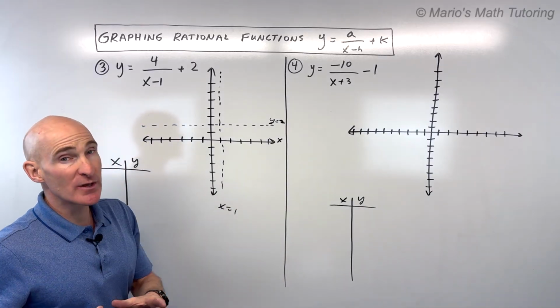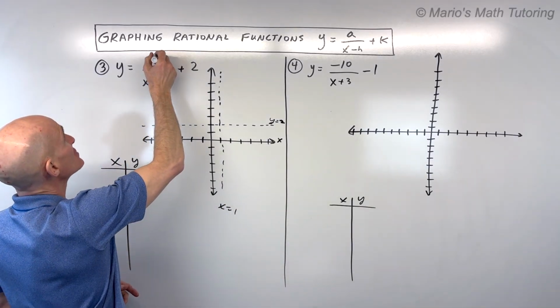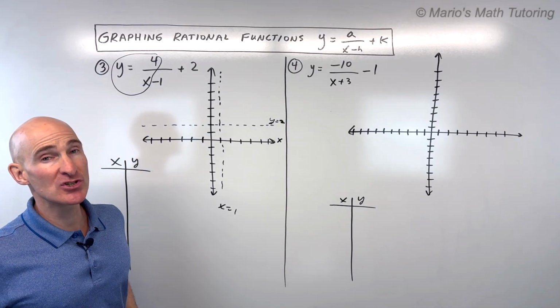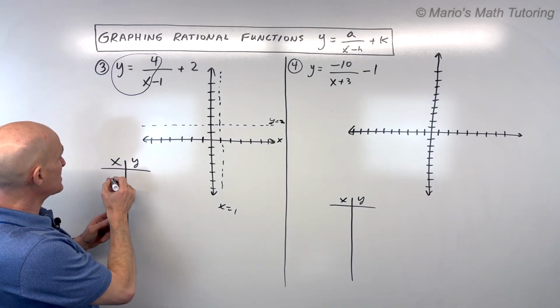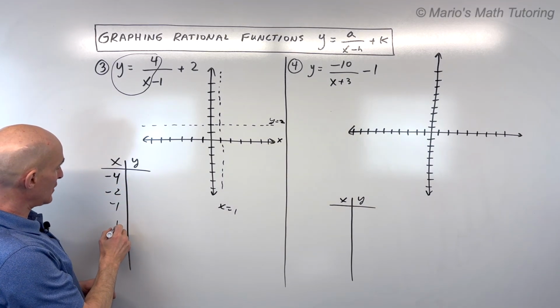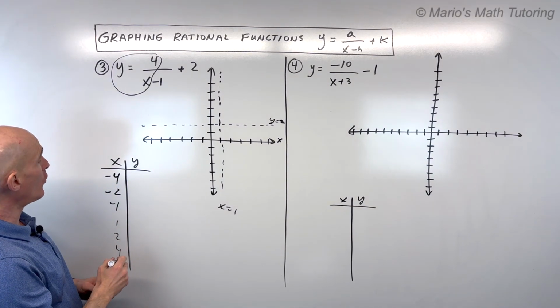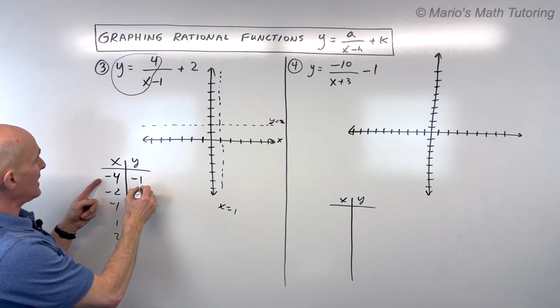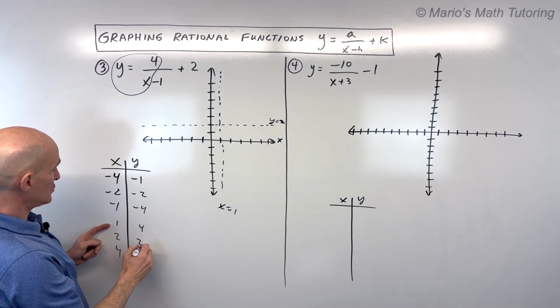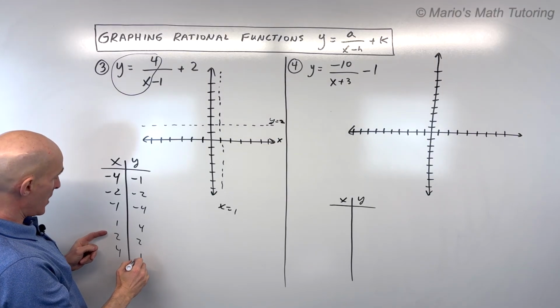Now, what we can do is focus in on the parent function, which is just this part right here, y equals 4 divided by x. Let's make a table just using those numbers. I'm going to pick some easy numbers that go into 4, like -4, -2, -1, 1, 2, and 4. And that's going to give us -1, -2, -4, 4, 2, and 1.